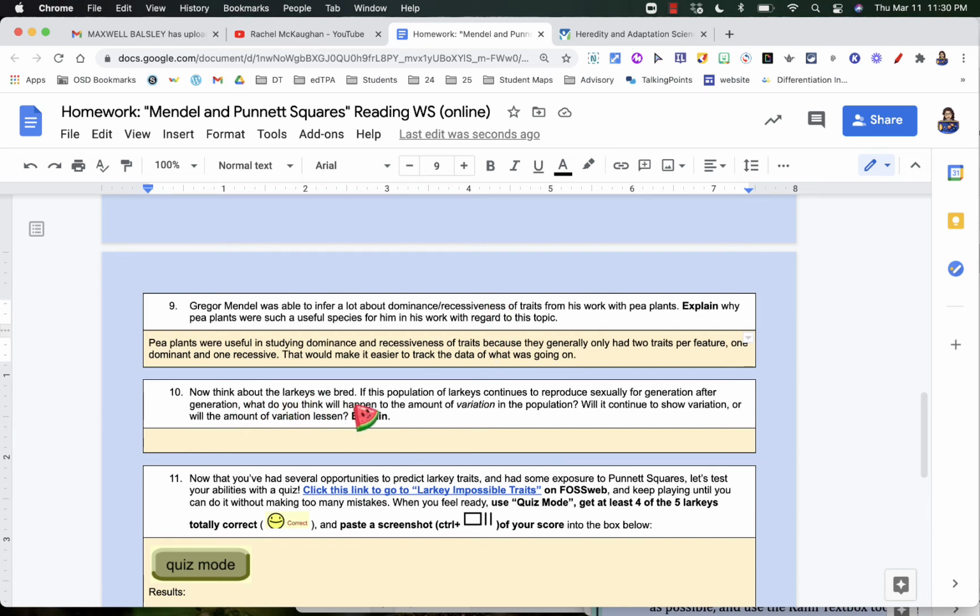Now think about the larkies we bred. If this population of larkies continues to reproduce sexually for generation after generation, what do you think will happen to the amount of variation in the population? Will it continue to show variation, or the amount of variation lessen?